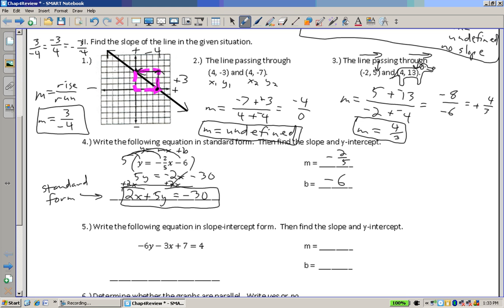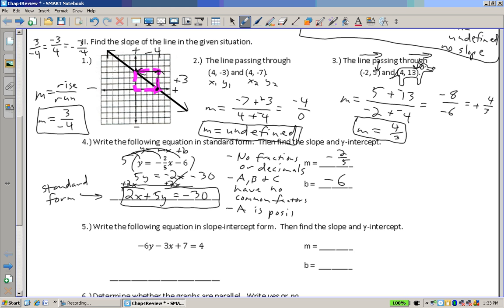Now how do I know that's in standard form? Several reasons. Number one, there's no fractions or decimals. A, B, and C must be integers. Next thing, A, B, and C have no common factors. So, for example, if we had 4x plus 10y equals -60, we'd need to divide each one of those by 2. The other thing, A is positive.